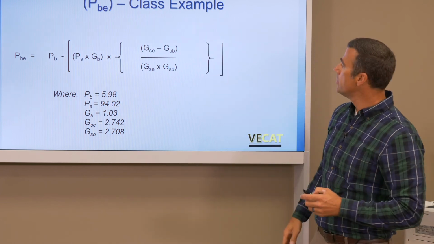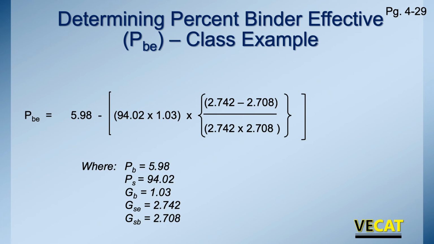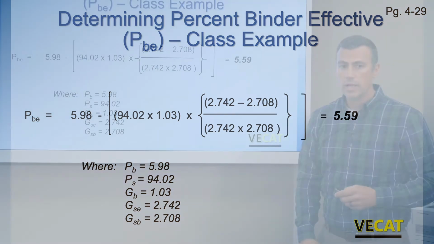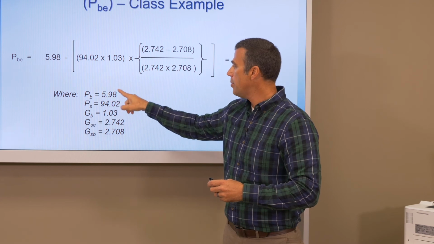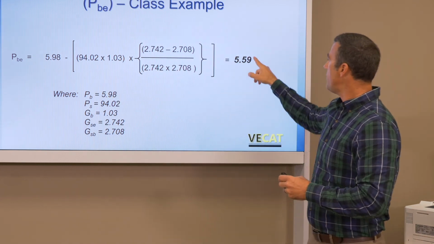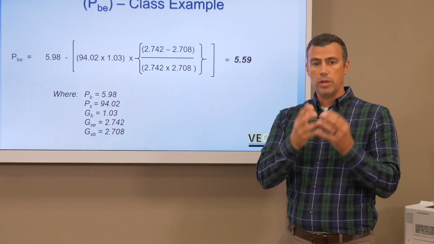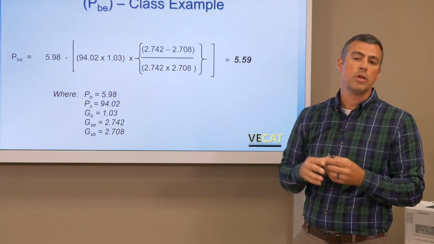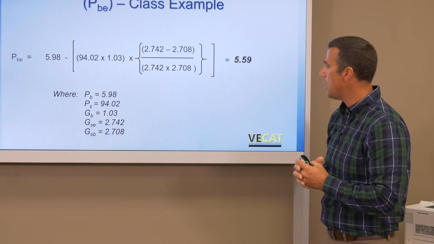So by plugging those numbers into our equation, it's a complicated equation, but just take it step by step, work inside parentheses first, and you should work across and arrive at a percent binder effective of 5.59. So again, what this is telling us is, although we have a total binder of 5.98, only 5.59 of that 5.98 is actually coating particles. That difference is what gets absorbed into the aggregate. It's not used, essentially it's wasted if you want to think of it that way.